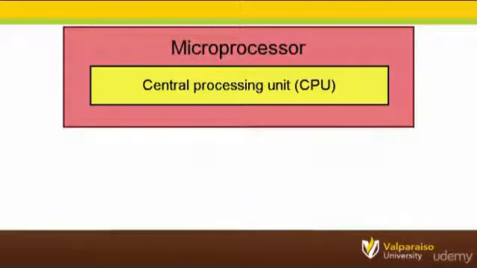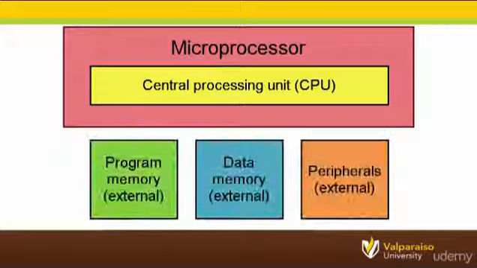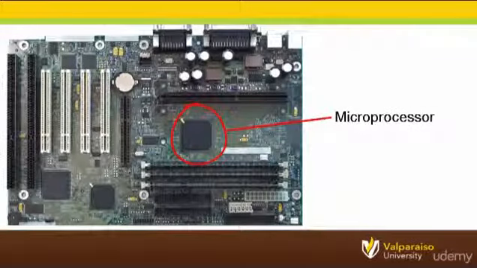Well, what about the rest? Since the microprocessor just contains the CPU, the remainder of the functional blocks are generally added to the system with external integrated circuits. Take a look at this integrated circuit board. The highlighted integrated circuit is a microprocessor. The rest of the integrated circuits or computer chips provide the microprocessor with its data memory, program memory, and peripherals.